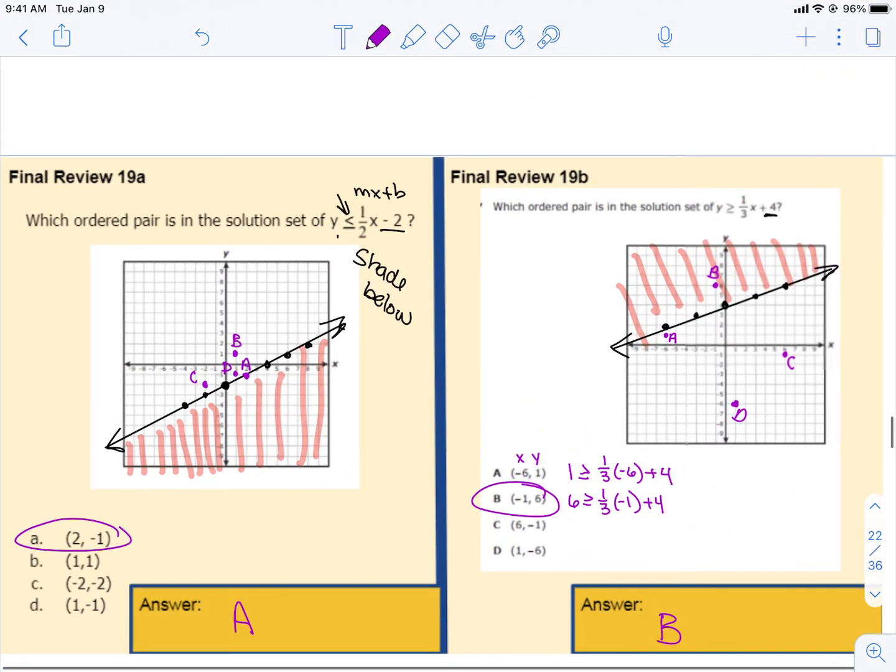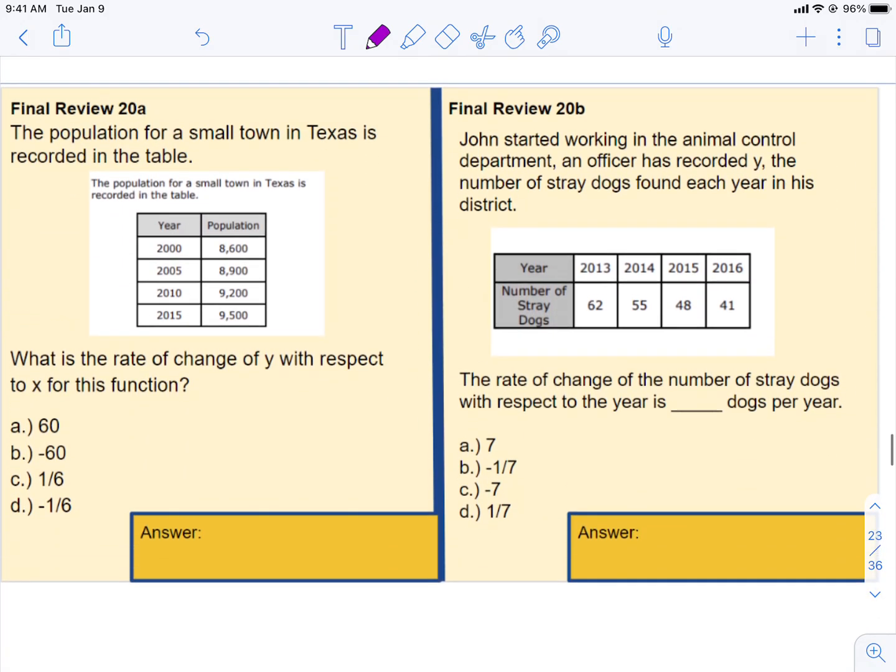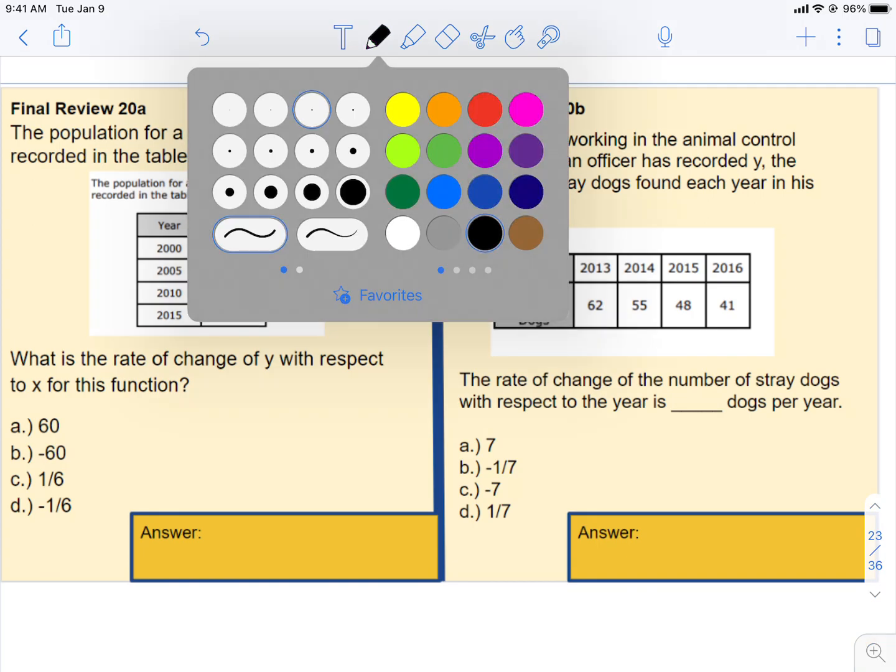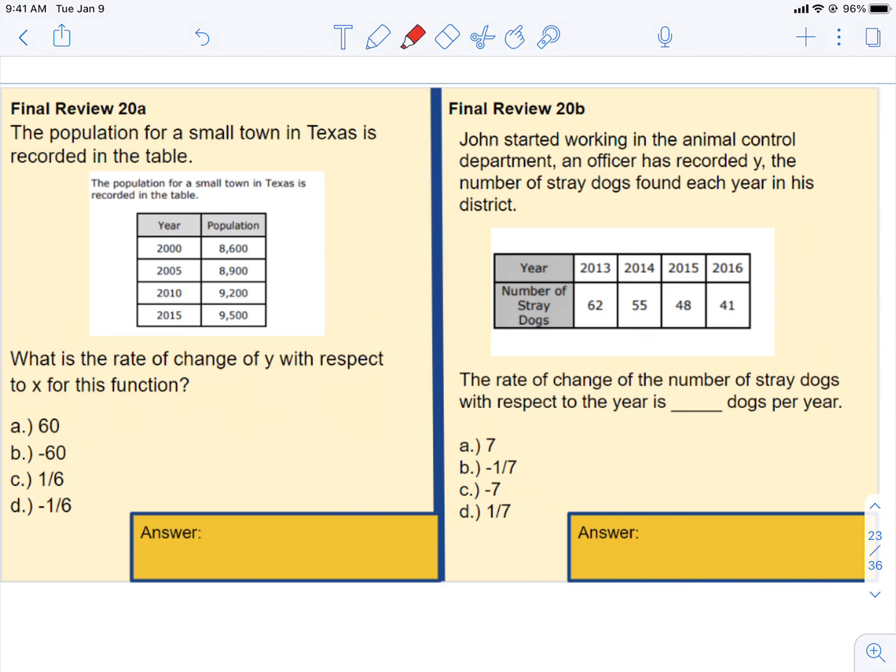Okay, so there's that. Looking at question number 20. It says the population for a small town in Texas is recorded in the table. What is the rate of change of y with respect to x for this function? So for this one, I'm going to do it by hand. Again, rate of change, that's just asking for the slope. So to do this by hand, you would use our handy dandy slope formula, y sub 2 minus y sub 1 over x sub 2 minus x sub 1.